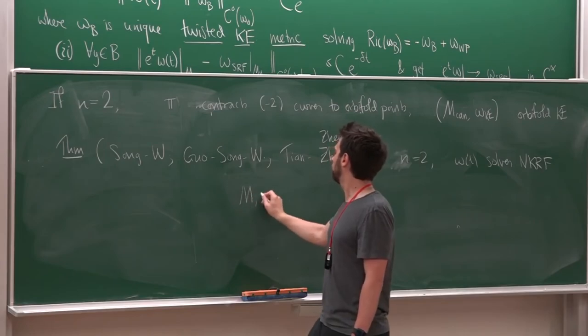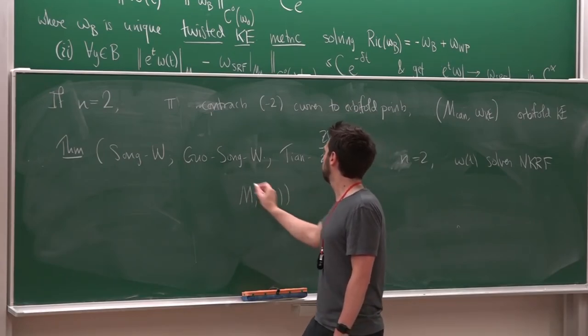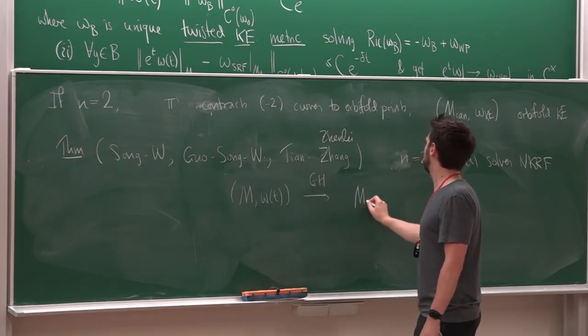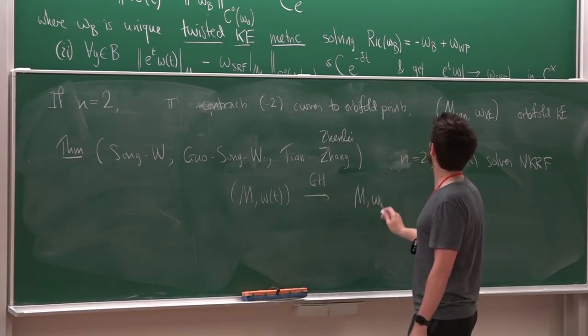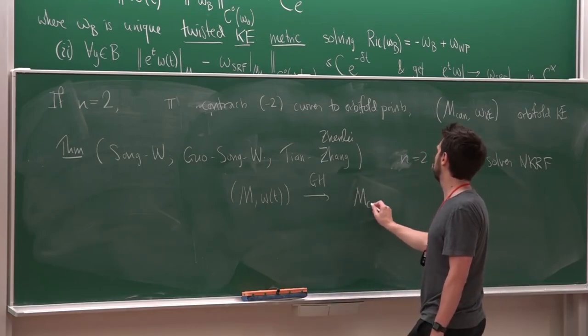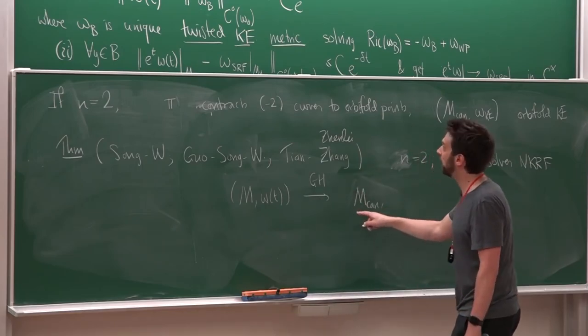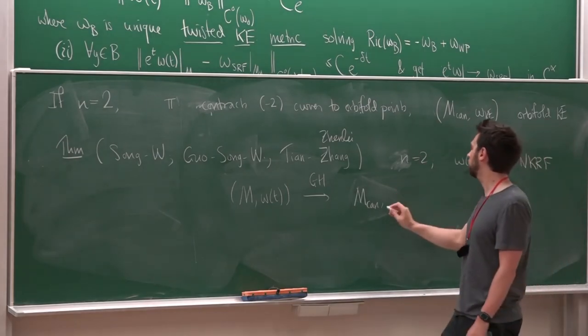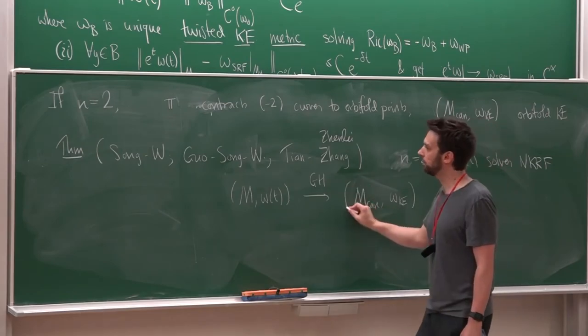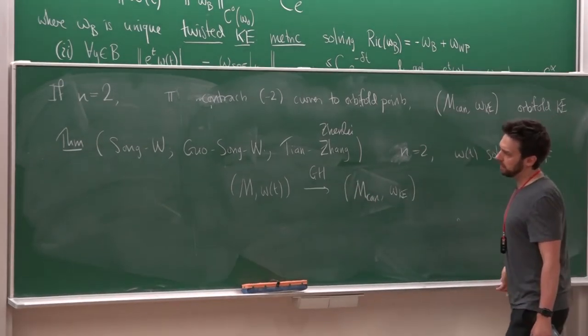again, n is 2, omega t solves the normalized Kähler-Ricci flow, then M, omega t converges in the Gromov-Hausdorff sense to this M can. So this is the manifold you get by contracting these minus two curves to orbifold points, with this orbifold Kähler-Einstein metric. And let me make a couple of remarks.